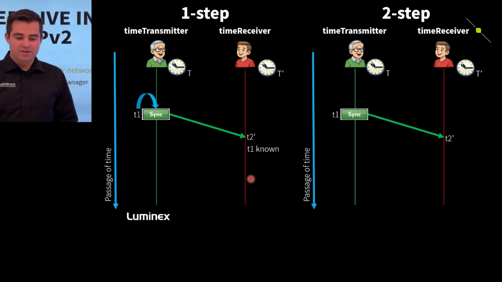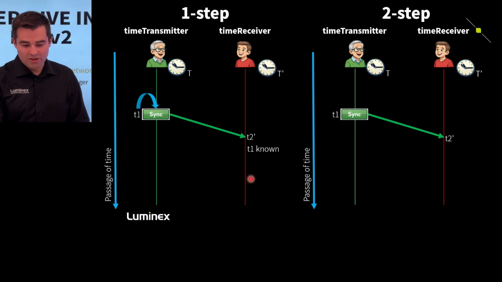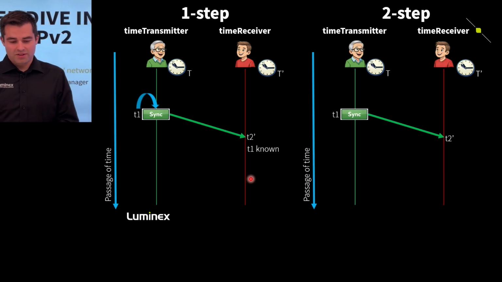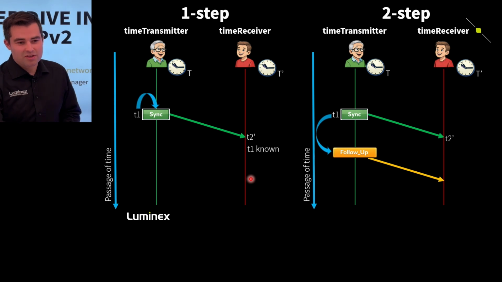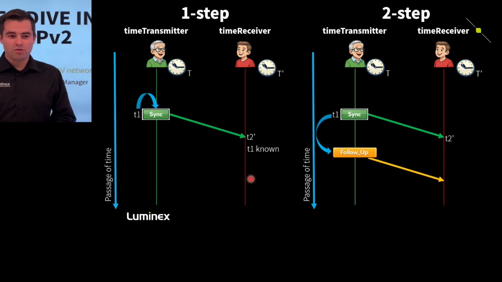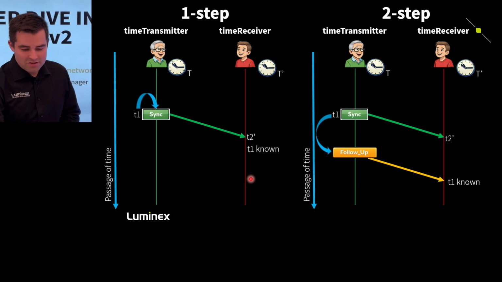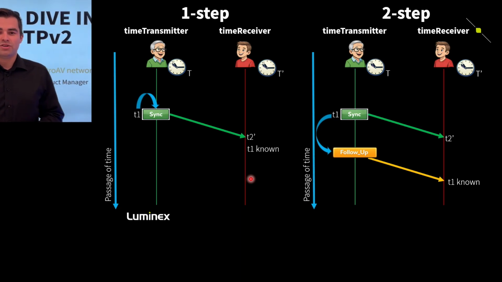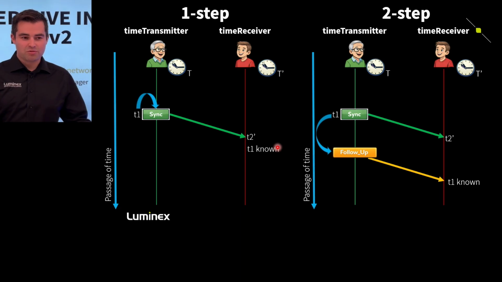In 2-step operation, the value T1 will not be put into the sync packet. So when the sync packet arrives, the time receiver only knows T2 prime, but not yet the value T1. This will be put in a separate packet and a separate message, the follow-up message. So only when that message arrives, the time receiver will know the value T1. That's the difference between 1-step mode and 2-step mode. So 2-step mode requires an additional message, but it does not affect timing accuracy at all. In the end, the time receiver knows exactly the same values.